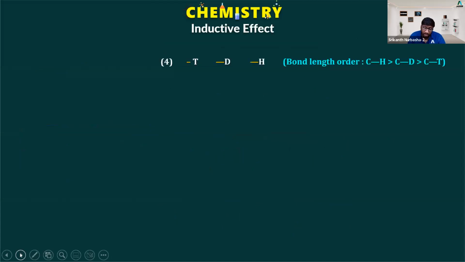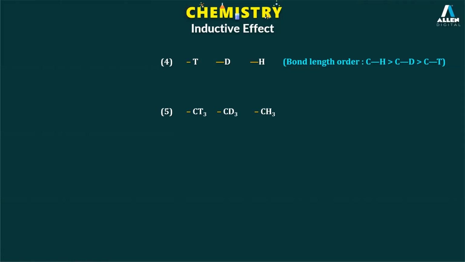Try to compare here: tritium, deuterium, hydrogen. Which will have more? Then we have CT3, CD3, CH3. Which will have more? I think I have explained this concept once in the D block, if you remember. On what basis did I explain that CT3, CD3, CH3 will have the greater effect? Anyone remember? You can just say it out.